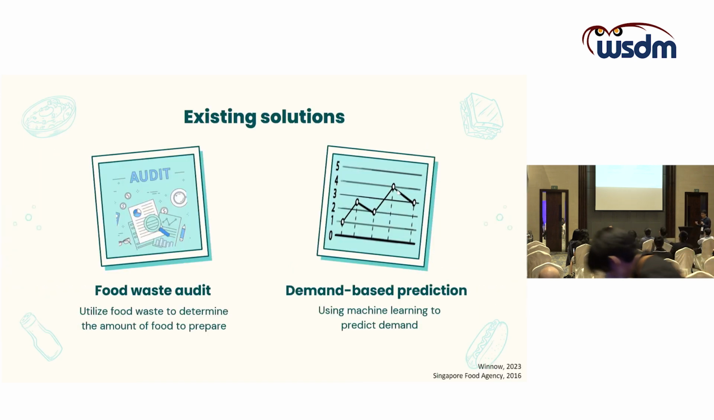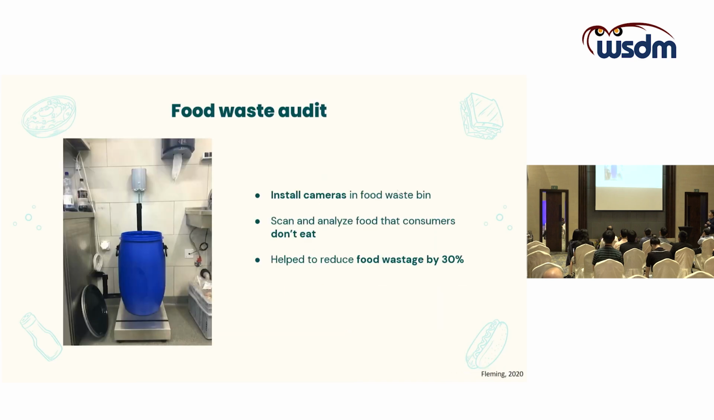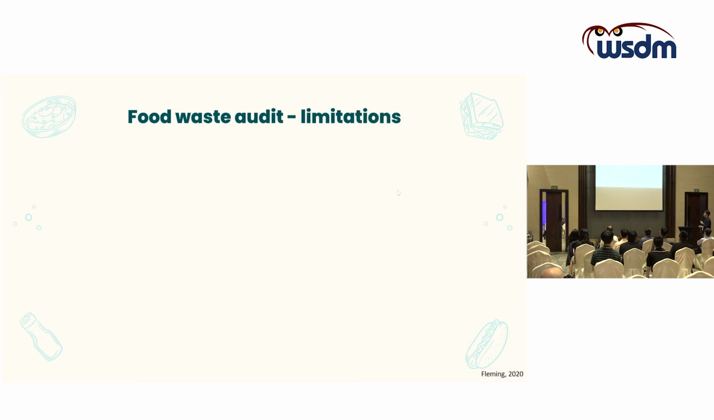Currently, there are existing solutions that can be categorized under two main categories: food waste audit and demand-based prediction. Food waste audit is pretty interesting. What it does is install cameras or smart bins to analyze the food that consumers usually don't eat. It's a viable approach and has helped to reduce food waste by 30%. But it has limitations.